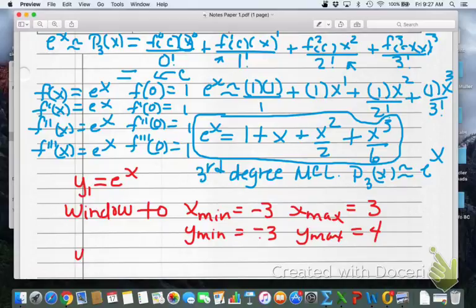Alright, so now I want you to enter into your y2 the first two terms, 1 plus x, of our third degree Taylor polynomial. And I want you to graph these two functions together. I want you to compare what they look like and how close this function is to this function, again, about x equals 0. So just look at that.